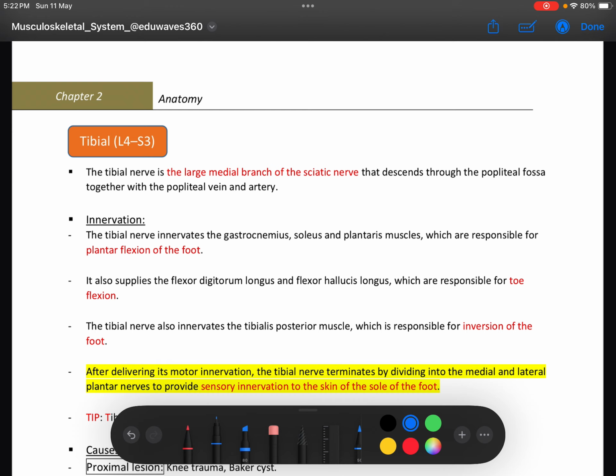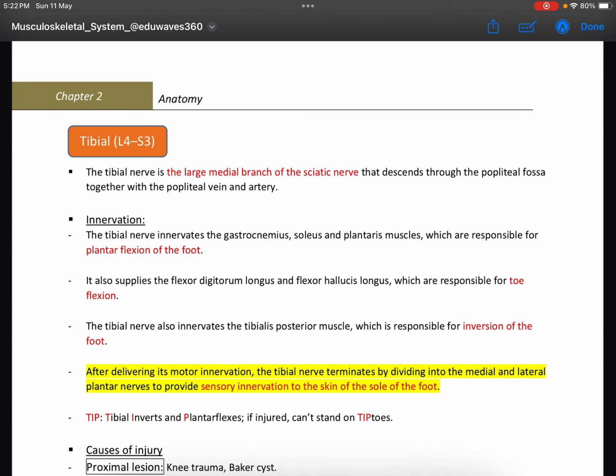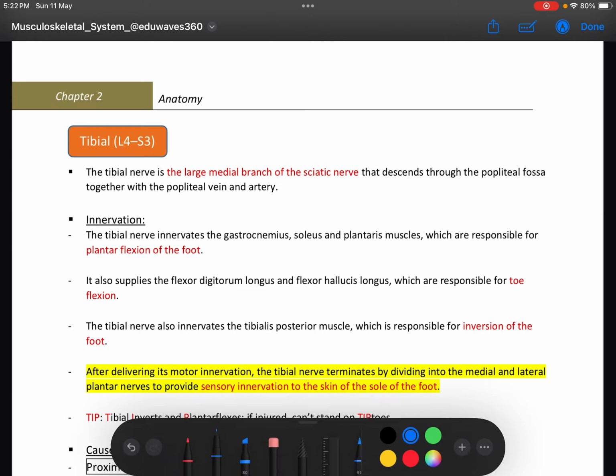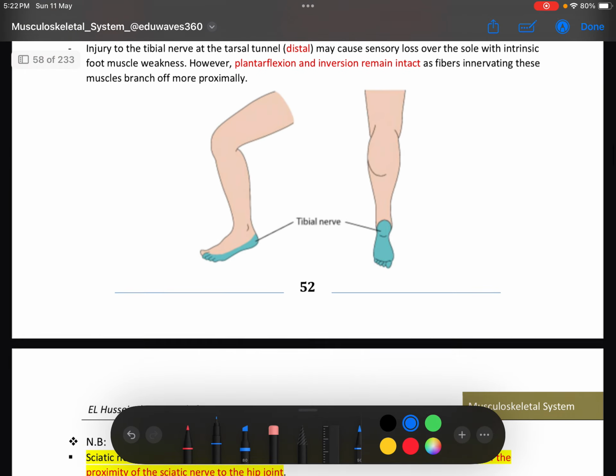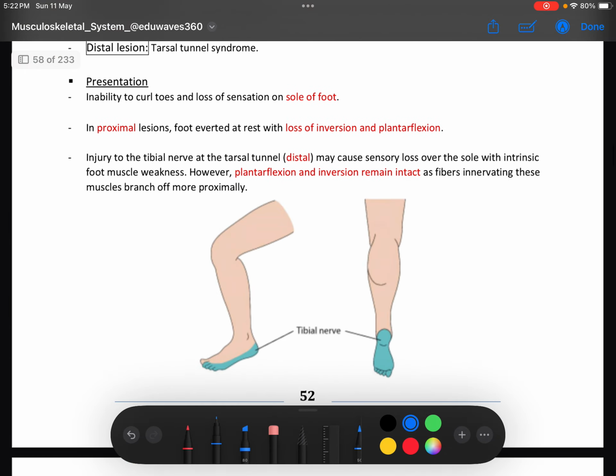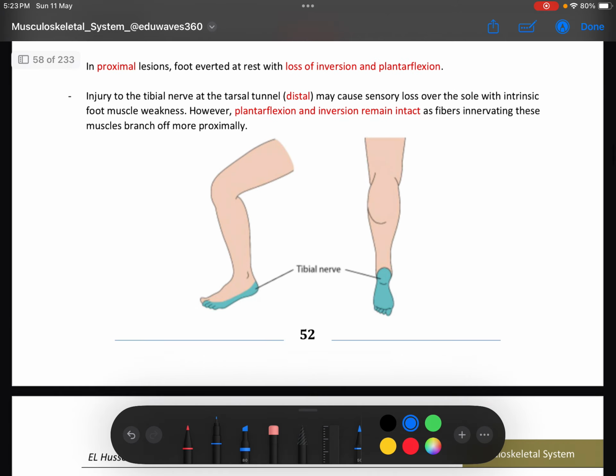So in motor innervation, we can see the posterior compartment. In the posterior compartment, what are the muscles we can see? Gastrocnemius, soleus, flexor digitorum longus, and tibialis posterior, and the action will be plantar flexion and inversion. The sensory supply will be the plantar foot. You can see here this is the plantar foot, and we can see the heel, and we have the sural nerve.